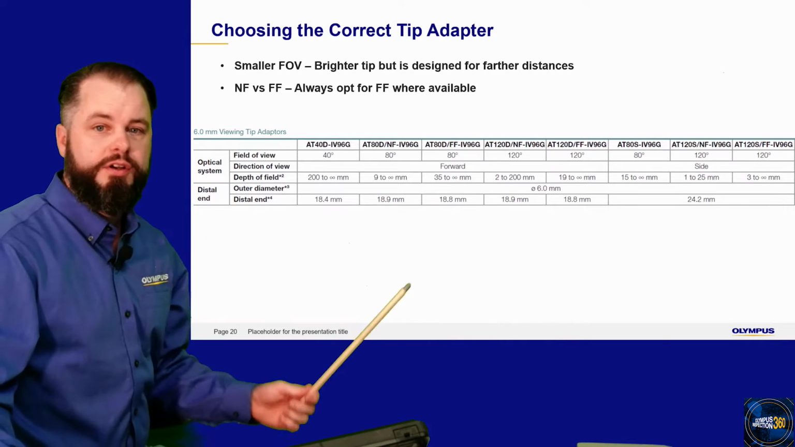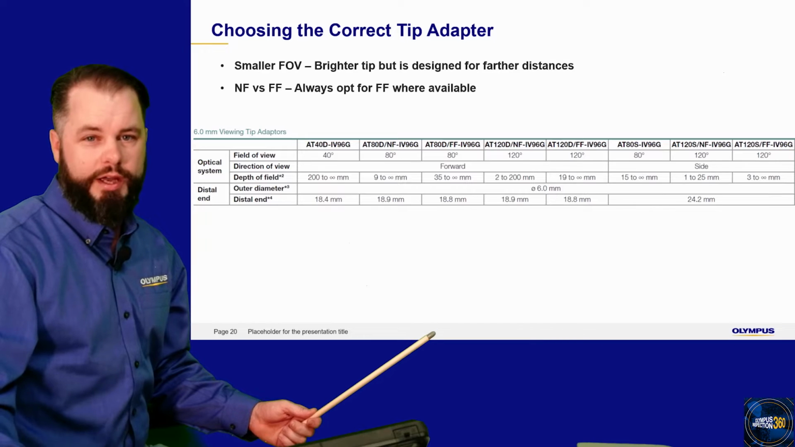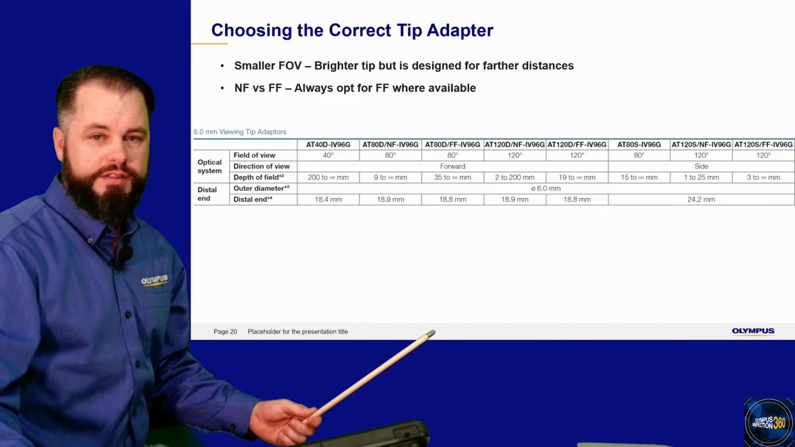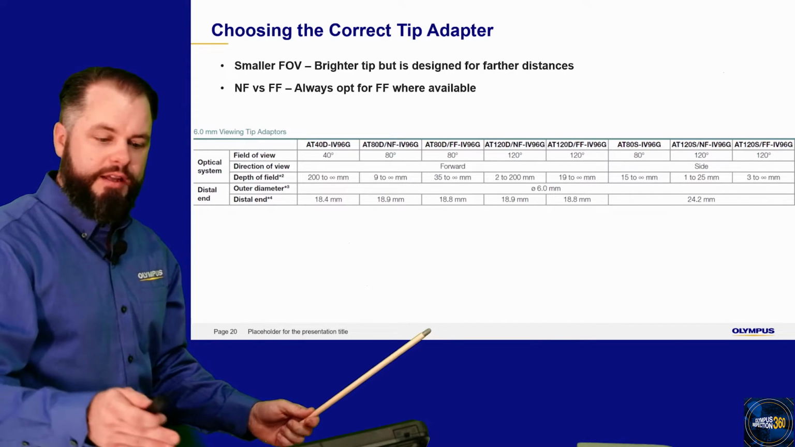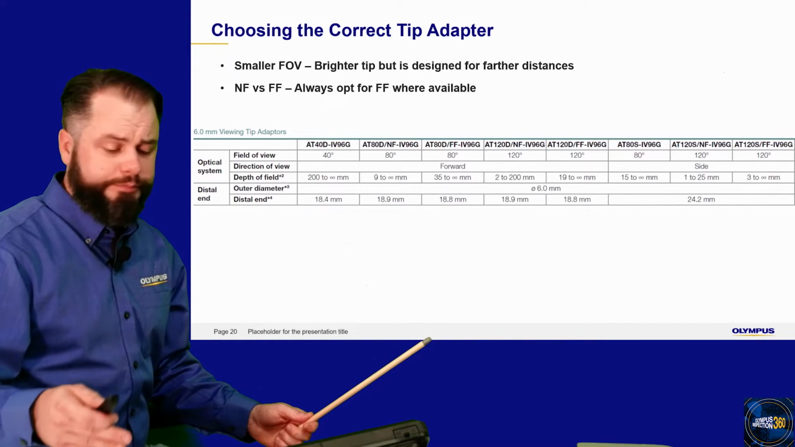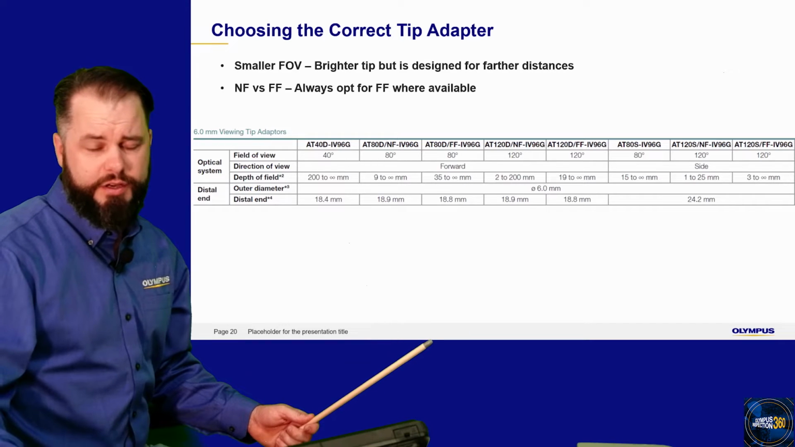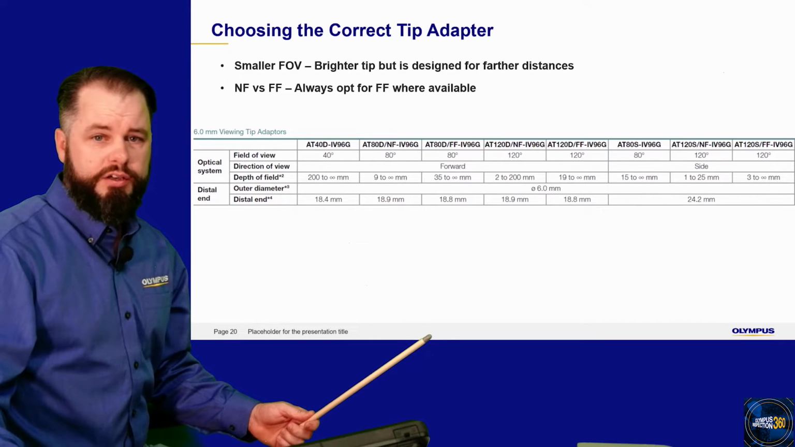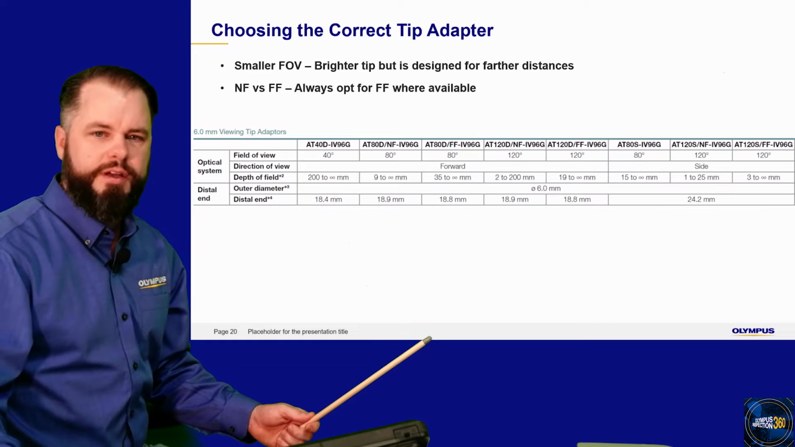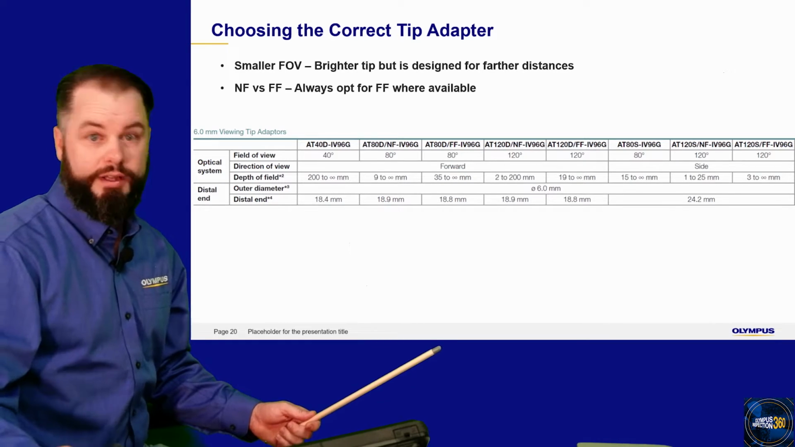120-degree tip adapters are our most popular tip adapters, quite simply because of the wide angle of their field of view. That allows you to simply see more of your environment when you're doing your inspection, which is what you need to do. Essentially, when you do an RVI, a video scope inspection, you're searching. You're looking for something that you're not entirely sure even exists. You're essentially looking for a defect or a lack of a defect.